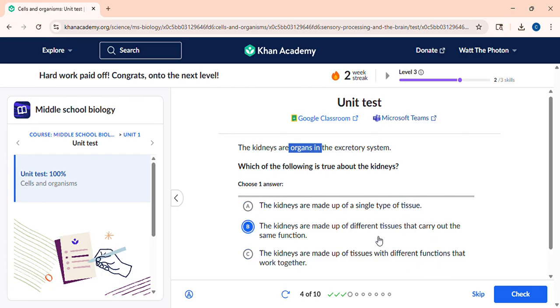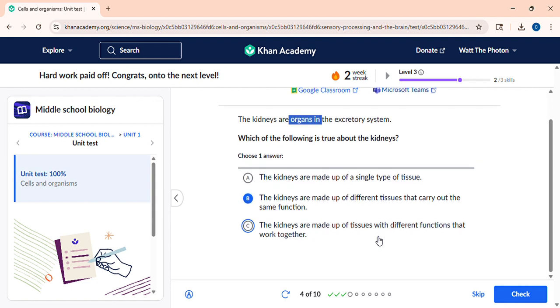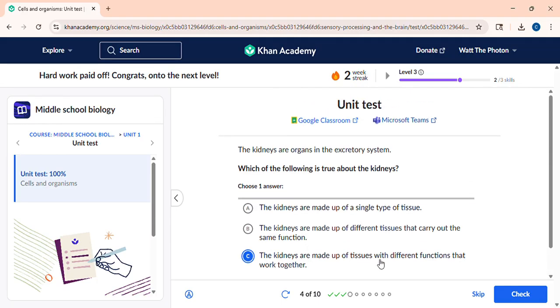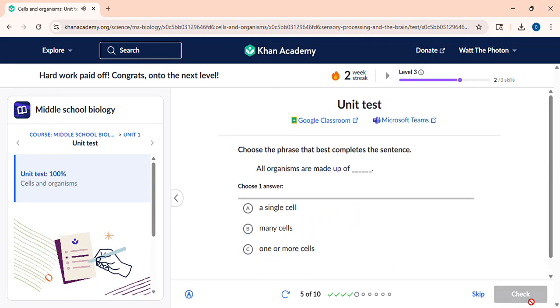Well, I think that it's made up of different tissues. It's an organ that carries out a function. I think they must be made of different tissues that work together. These parts make up the kidney. All organisms are made up of one or more cells.